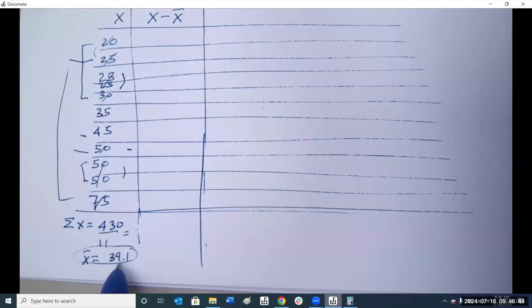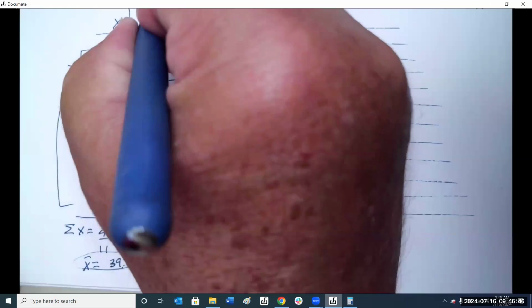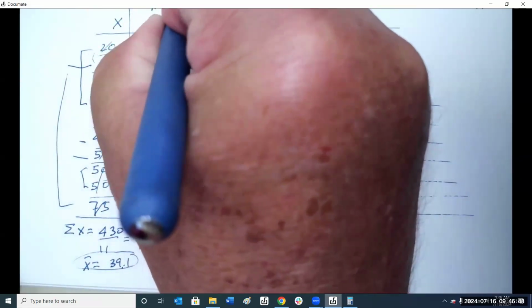So we have to take each one of these minus 39.1. So it's all the X's minus 39.1.